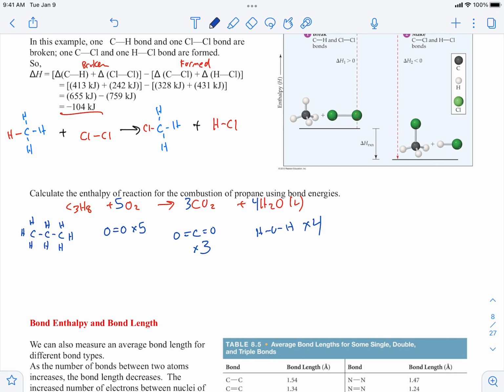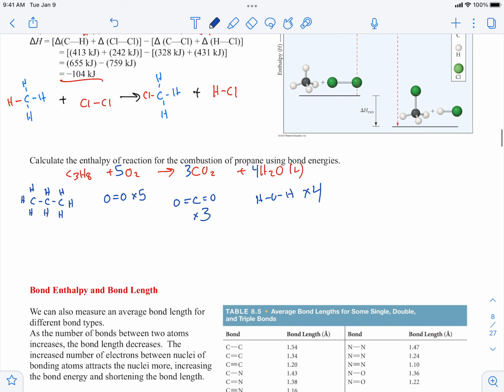So we have to figure out how many total bonds there are that are being broken. So what exactly is being broken? We are breaking the carbon to carbon bonds. How many carbon bonds are we breaking? 2 of them. We are breaking carbon to hydrogen bonds. How many? 8. We are breaking oxygen to oxygen bonds. All 5 of them. Does it matter if there is a different number for double bonds versus single bonds? Yes, the number is different. Okay, so that's our breaking.